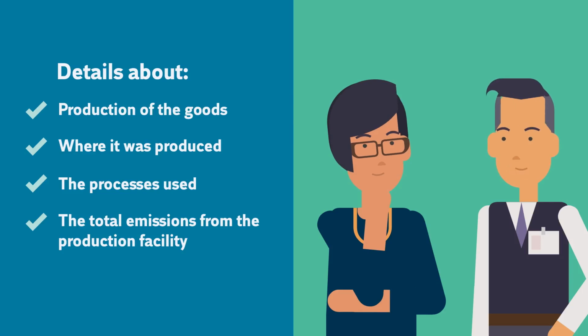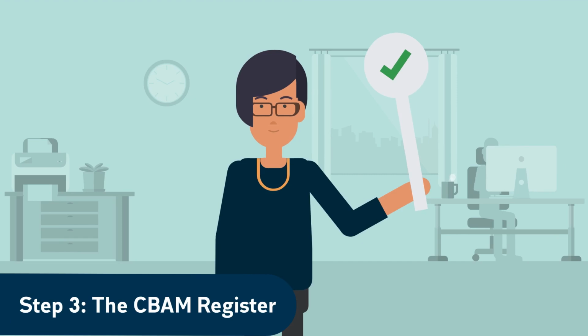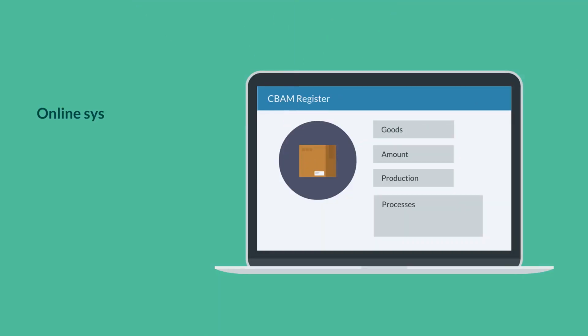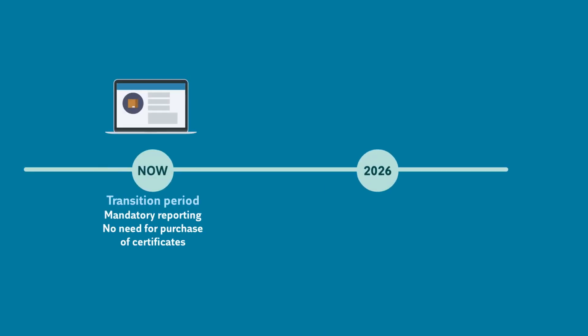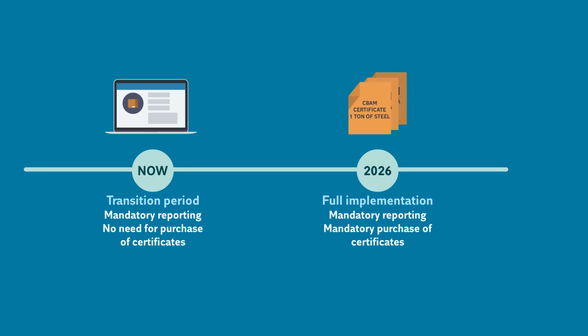Once you have gathered the information, it should be entered into the CBAM register. The CBAM register is an online system to which your company's MitID administrator can grant you access via the Erhverv platform. Until 2026, reporting your imports is sufficient on its own, but after that, you will need to purchase CBAM certificates to offset the CO2 emissions from production.